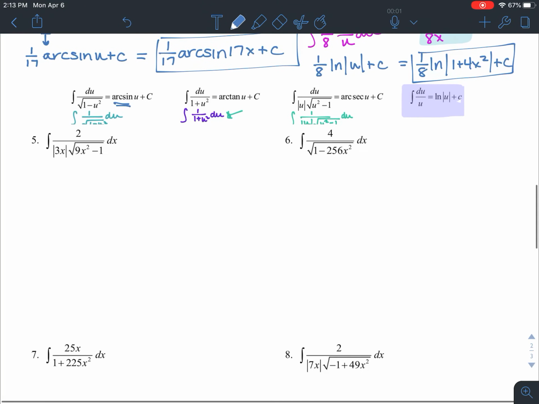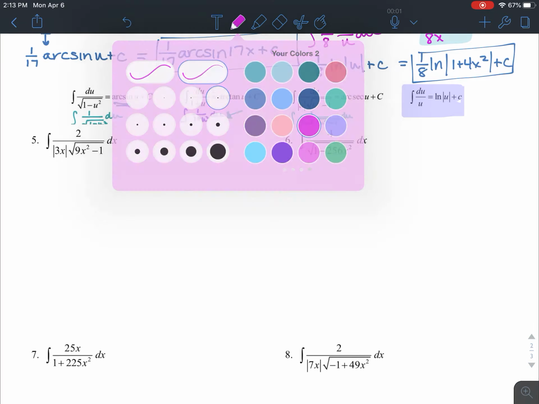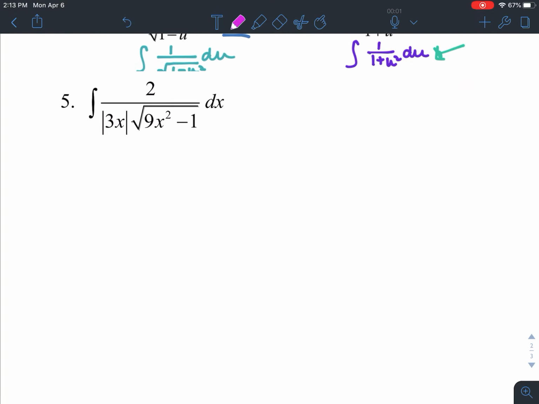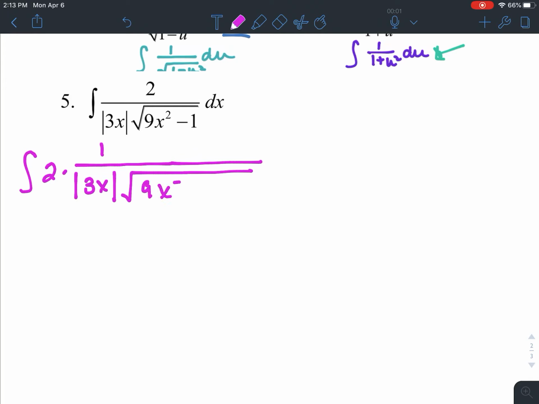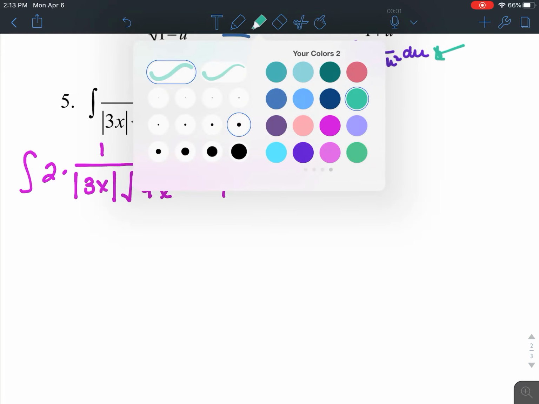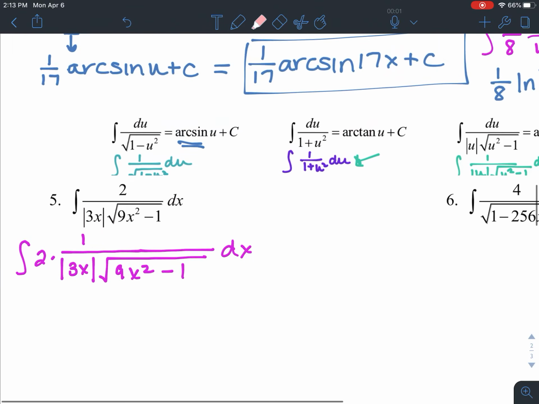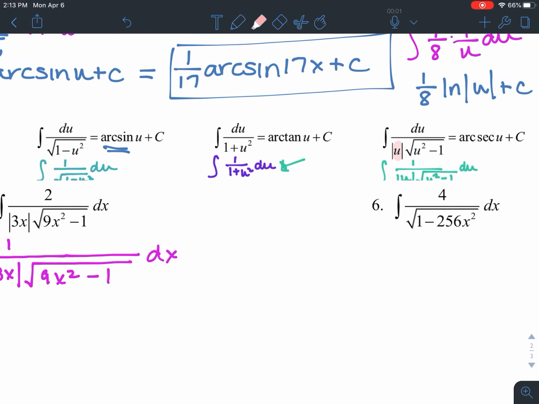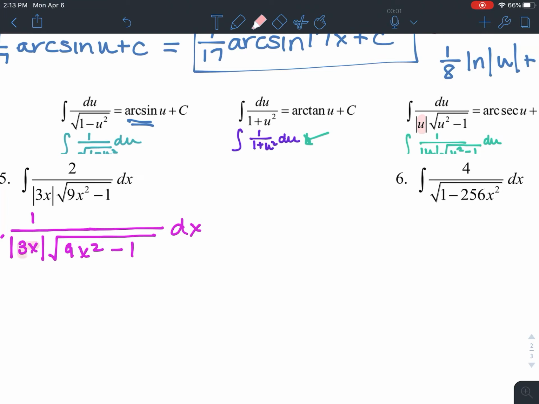All right, looking at the next one. Oh boy. Looking at it, 1 is not up top. You can make that happen. You can just move the 2 out in front, and now you've got 1 over, oh weird, those absolute value signs. That's okay. Now we've got 9x squared minus 1 dx. Notice which one has our absolute value signs. That is right here. It says in the absolute value signs, which is 3x, that apparently is equal to our u.